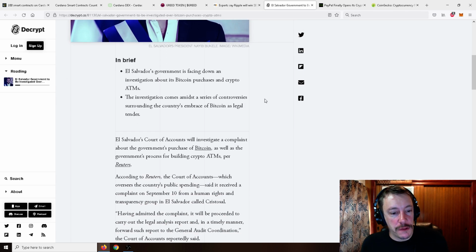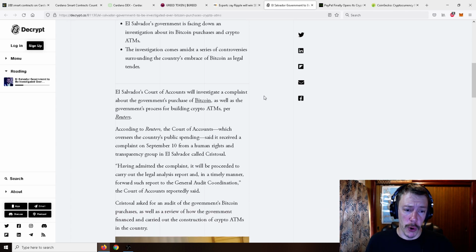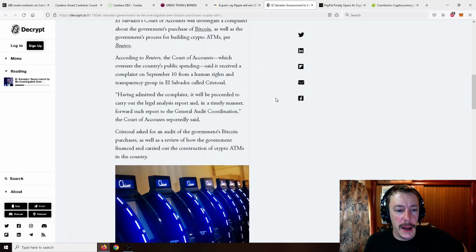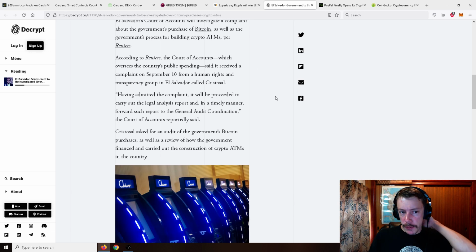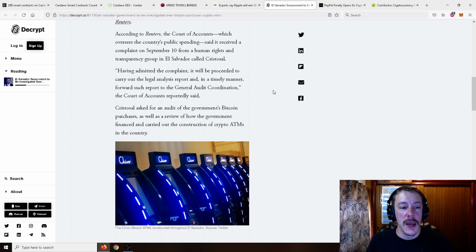just sans Bitcoin. So El Salvador's Court of Accounts will investigate a complaint about the government purchase of Bitcoin, as well as the government's process for building crypto ATMs. According to Reuters, the Court of Accounts, which oversees the country's public spending, said it received a complaint on September 10th from a human rights and transparency group in El Salvador called Cristosol. Having admitted the complaint, it will proceed to carry out the legal analysis report and in a timely manner forward such report to the General Audit Coordination, the Court of Accounts reportedly said.